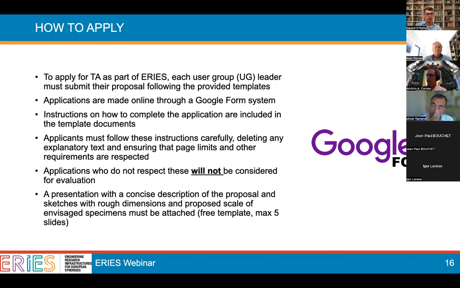for evaluation. So if the page limit says 12 or possibly 14, we'll see it in a moment, and an applicant submits something that is 30 pages, it will not be considered for evaluation. So this, I think, is more than fair.